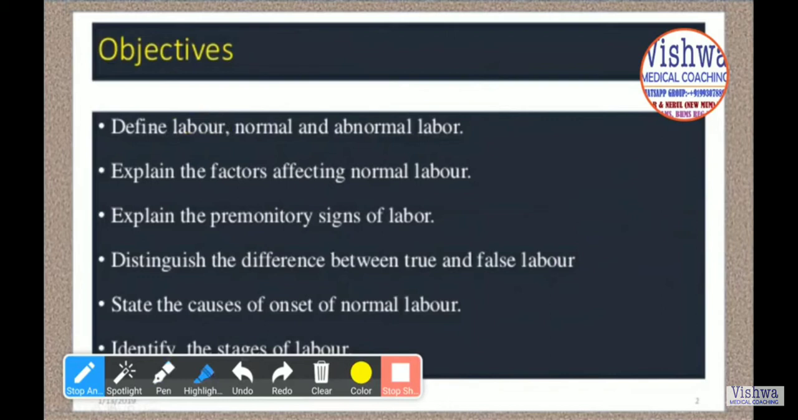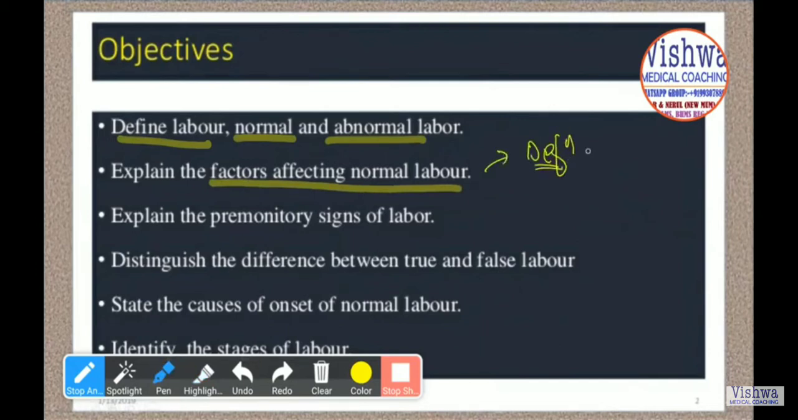We have the definition of normal labor, as well as abnormal labor definitions. Then we have the factors that affect the normal labor. For example, we understood in the last class that there is a definition of a normal labor. That means it should be spontaneous in onset, undue prolongation should not be there, both baby as well as mother should be normal, and it should have minimum injury to the baby as well as to the mother. That is what we are going to cover in this particular presentation.